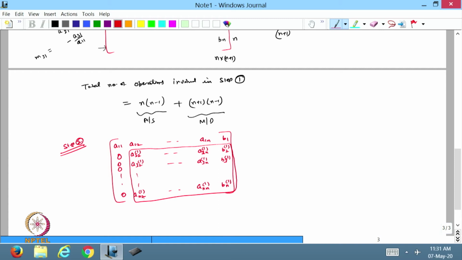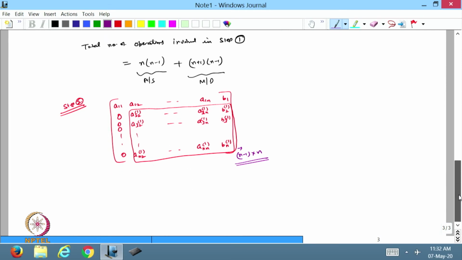So, the size of this matrix, if you reduce this one, you can see that in this case the first row is gone. Now, the reduced matrix has the size n minus 1 rows into n columns. So, 1 is reduced. So, this is n minus 1 into n. Now, the same thing will happen again. So, from here I can see the number of operations involved.